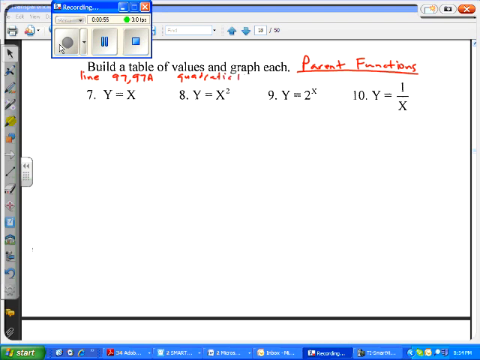It was investigated on page 194, and then we very specifically learned how to build a table for quadratics on page 195A. Y equals 2 to the x is the parent function of an exponential graph. We investigated it on page 184. Y equals 1 over x is the parent function of a rational graph. We investigated it on page 241.